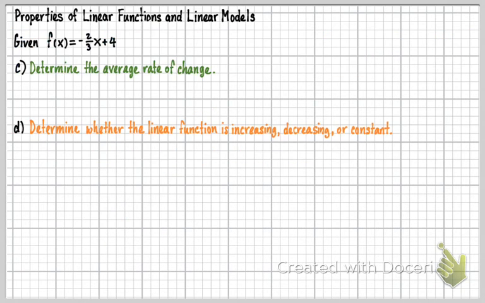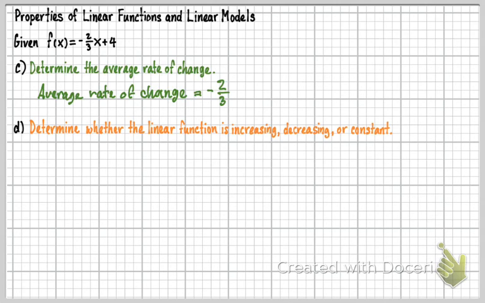Now for part C. Okay, part C says, determine the average rate of change. And like I said previously, that's really just my slope. That's what that average rate of change is. So my average rate of change is negative 2/3. Done.